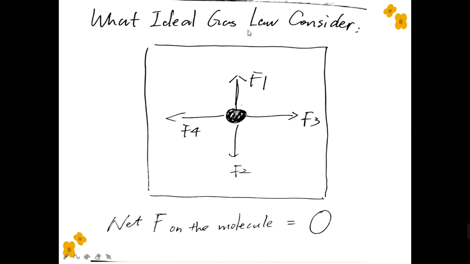What the ideal gas law considers is a gas molecule in a closed container. There are numerous molecules around this molecule, but I only draw one. The molecule in the center is pulled by F1 and F2. However, in this direction, the force is cancelled because F1 and F2 have different directions, just like F3 and F4. What it means is that the net force on the molecule is equal to 0.